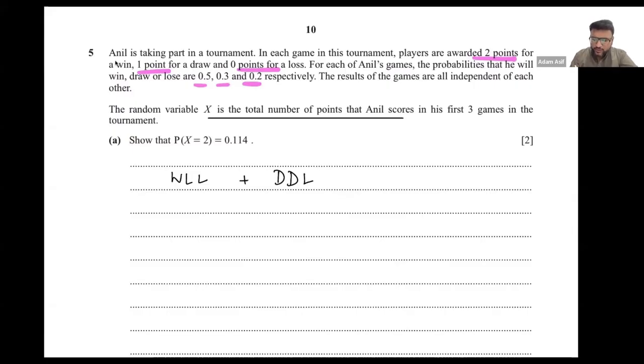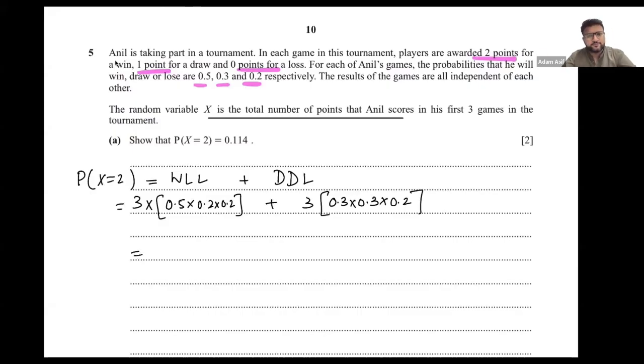Now, what is the probability of winning? 0.5. What is the probability of losing? 0.2, 0.2. Now, this can be done in any order. He could lose first, then win, then lose again, right? So how many combinations are there? 3: win, lose, lose; lose, win, lose; lose, lose, win. Okay, 2 draws, so the probability of a draw is 0.3 and the probability of a loss is 0.2. How many combinations can there be for this? 3. This is the probability that his score is going to be 2.